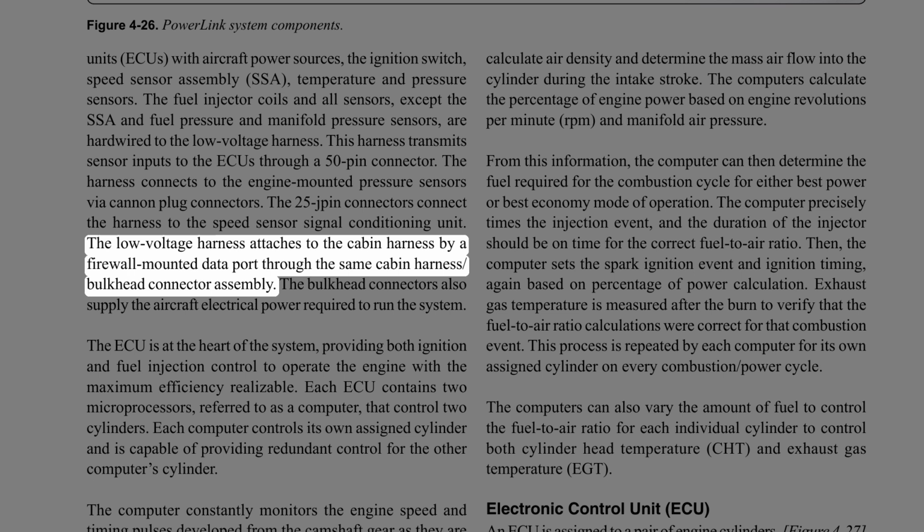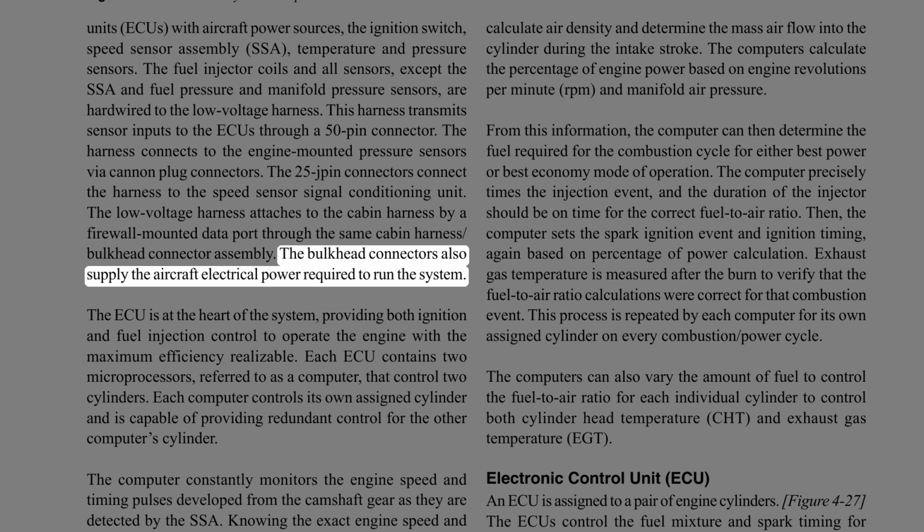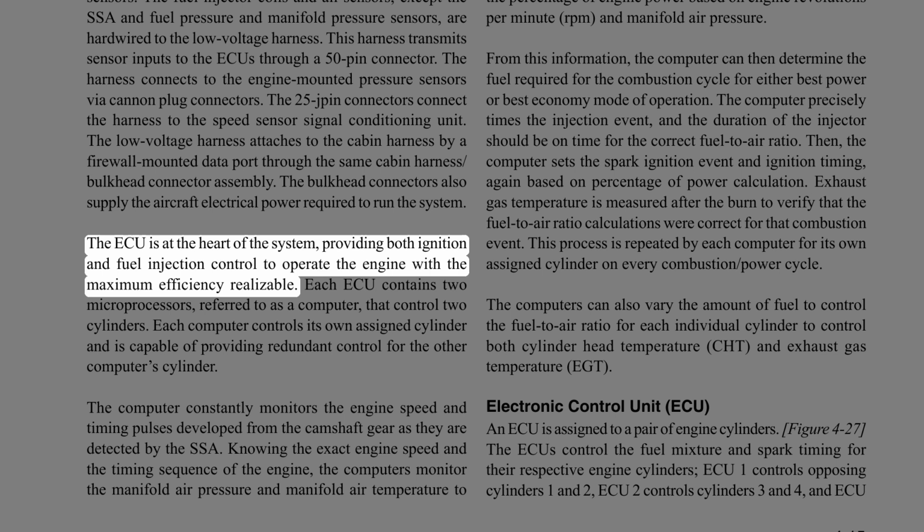The low-voltage harness attaches to the cabin harness by a firewall-mounted data port through the same cabin harness bulkhead connector assembly. The bulkhead connectors also supply the aircraft electrical power required to run the system. The AQ is at the heart of the system, providing both ignition and fuel injection control to operate the engine with the maximum efficiency realizable.